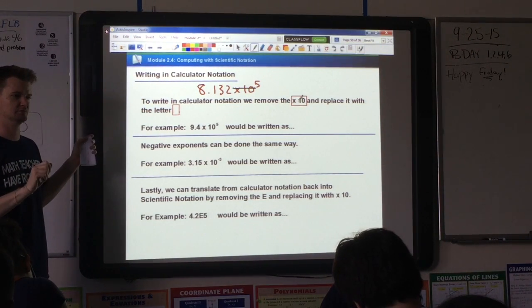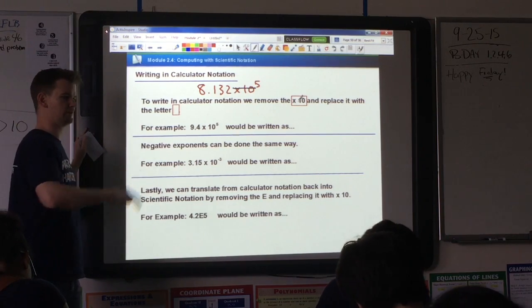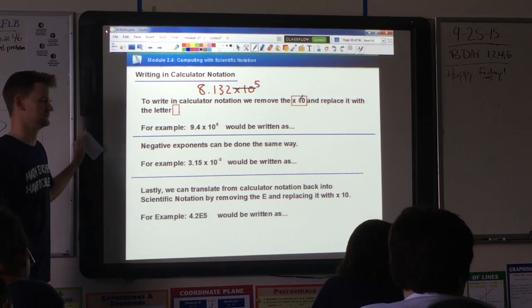Are you writing it in? Whiteboard underneath, erase your whiteboard, put it underneath.